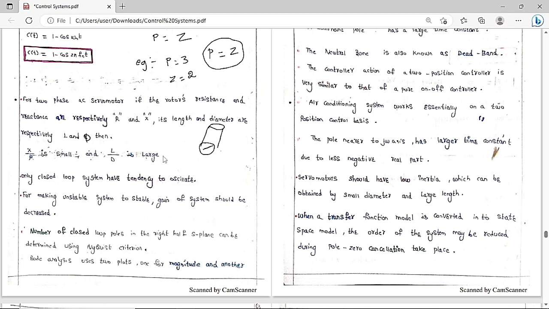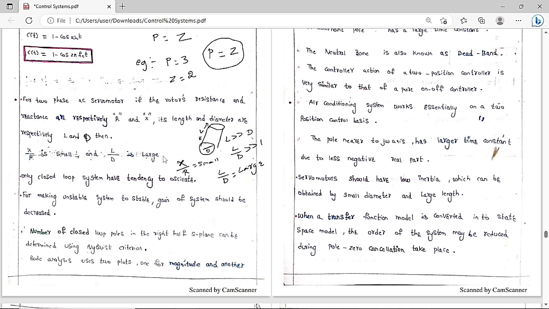So diameter is very less, but the length is very large. So we can say L is greater than D. So L by D is always greater than 1. So we can say L by D is a large case, whereas X by R is small for a servo motor. I've already told you it's very small for a servo motor, two-phase servo motor. So therefore we can say X by R is small, whereas L by D is large. So this is the case for the two-phase AC servo motor.